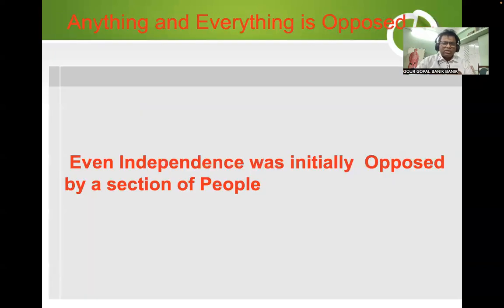I gave this example. See, dear students, when GST was first introduced in India, many people opposed it, many people criticized it. Even before GST was introduced in India, during that time only, many people criticized. And this I have written: whenever you do something new, there will be many people to criticize it.